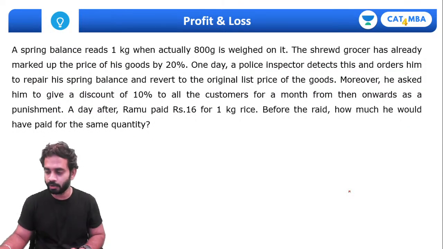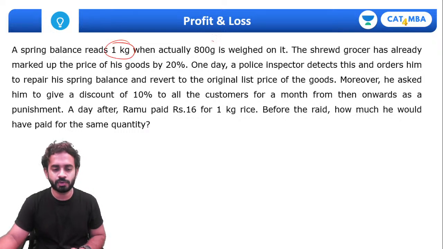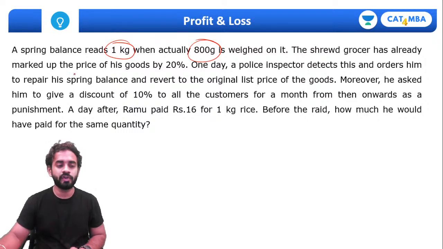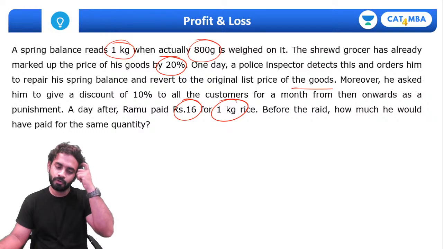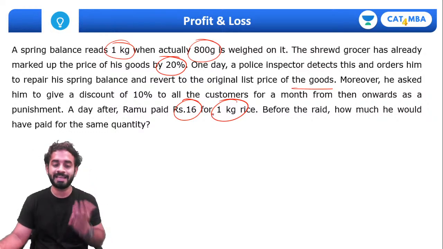This next question is a little important. A spring balance reads 1 kg when actually it is 800 grams, okay, is weighed on it. A grocer has already marked up the price of his goods by 20%. One day a police inspector detects this and orders him to repair his spring balance and revert to the original list price of the goods. Moreover, he asked him to give a discount of 10% to all the customers for a month from then onwards as a punishment. A day after, Ramu paid 16 rupees for 1 kg of rice. Before the raid, how much would he have paid for the same quantity?